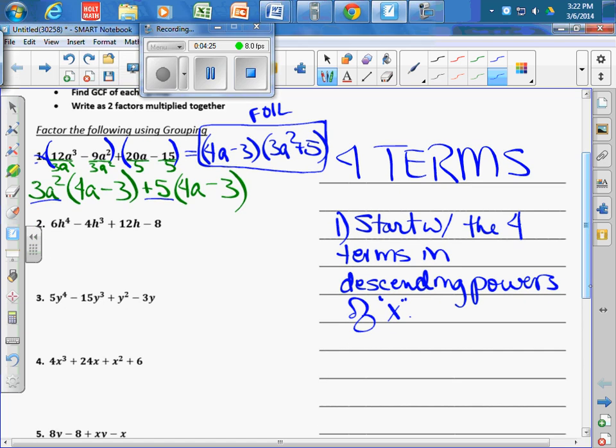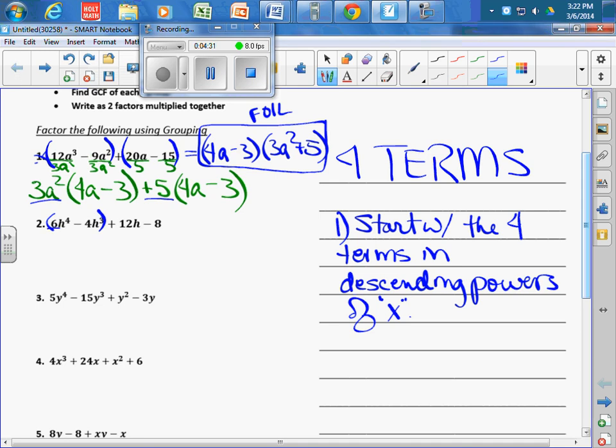Number 2, I'm going to do the same thing. I already have them in descending powers, so I'm going to group the first 2 together. Now, between the 6 and the 4, what's in common? A 2. H to the fourth and h to the third. I'm going to have h to the third. Always a smaller exponent, right? So I'm going to have 2h to the third times the quantity. 6 divided by 2 is 3. H to the fourth over h to the third is h. Minus 4 over 2 is 2, and the h's are going to cancel.